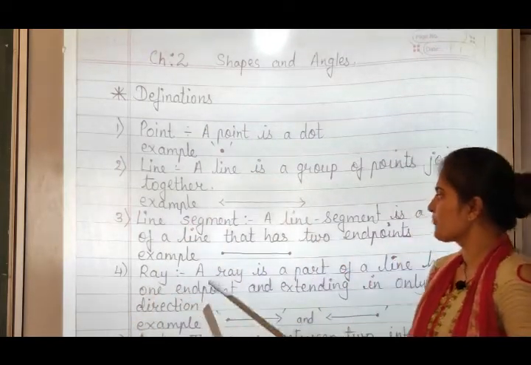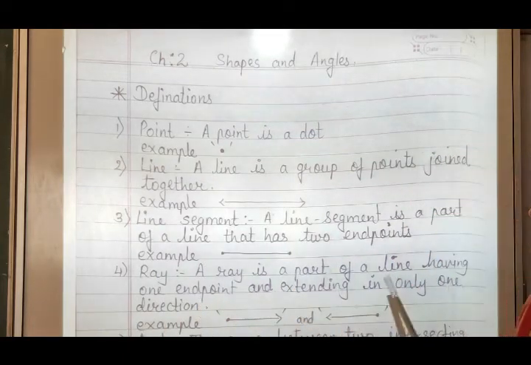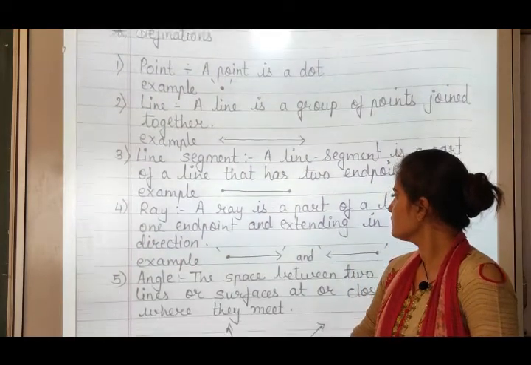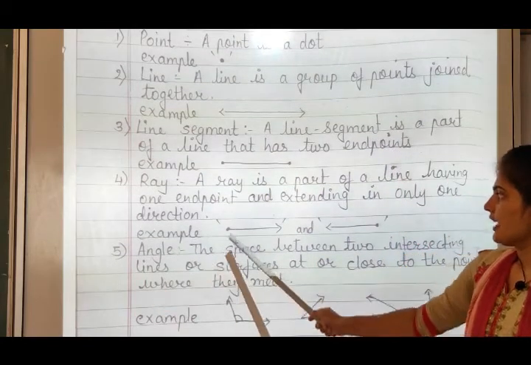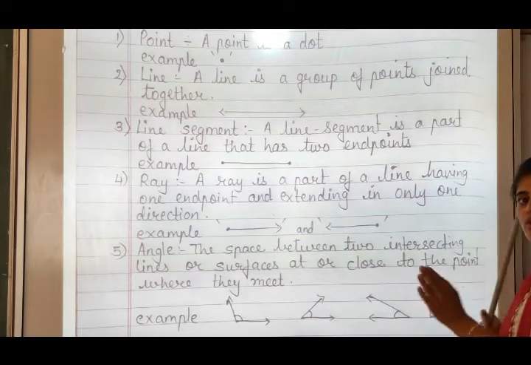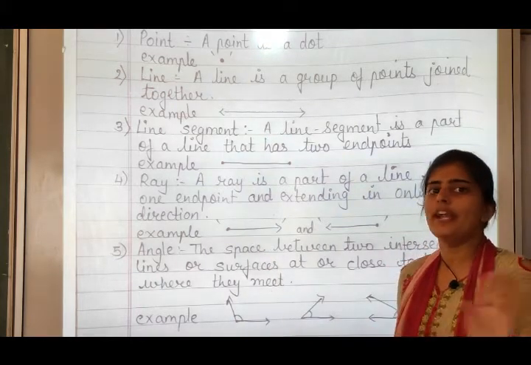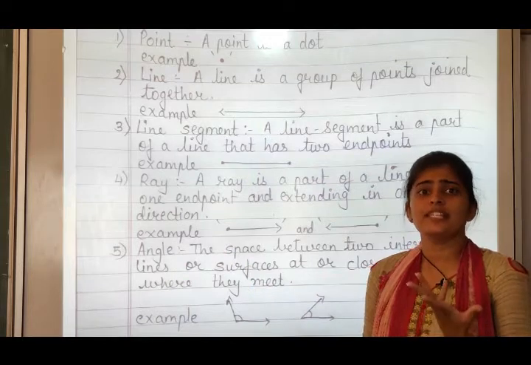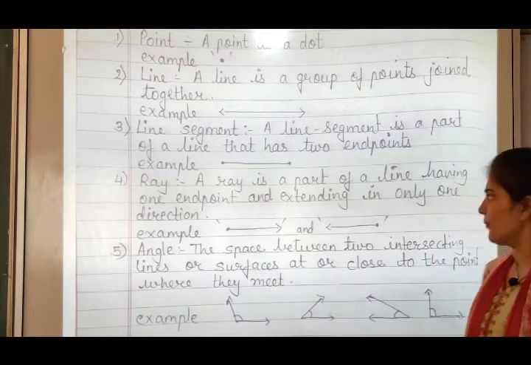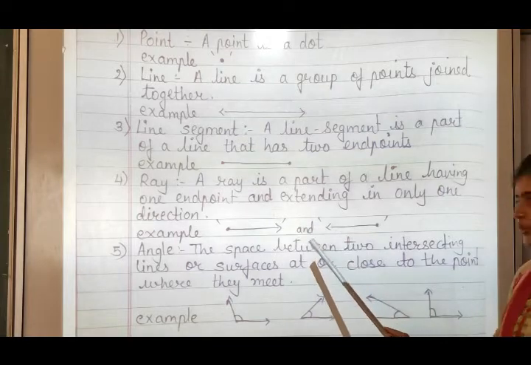Now fourth is ray. A ray is a part of a line having one endpoint and extended in only one direction. Here you can see a ray. See here, example is there, one starting point is there, no ending point is there. You can extend it as much as you want, means you can draw as long a line as you want. It has one starting point but no ending point, that is called ray. Example is sun rays, means the ray starts from the sun, but where they end we don't know.